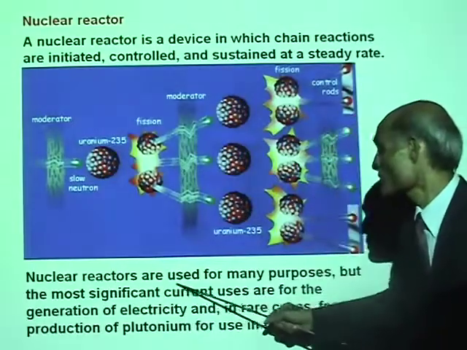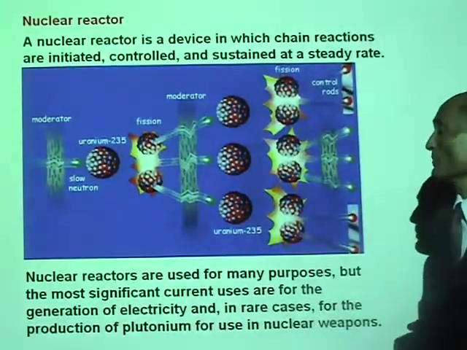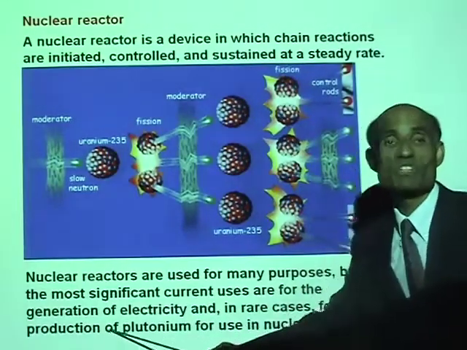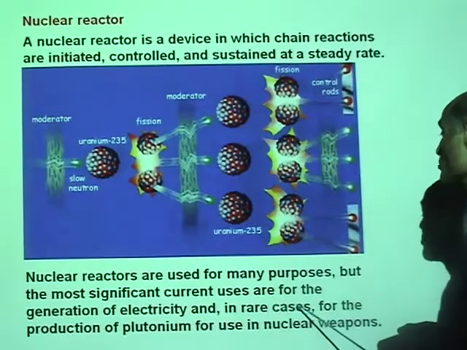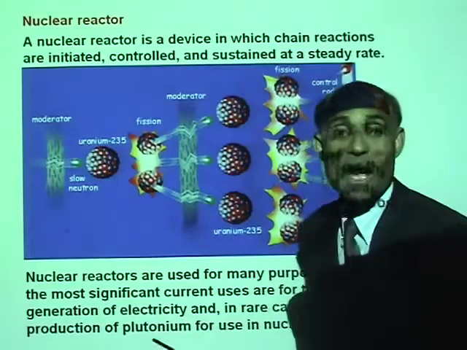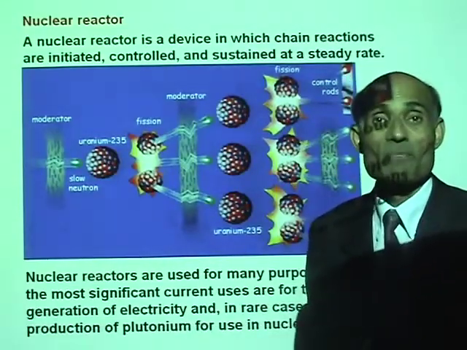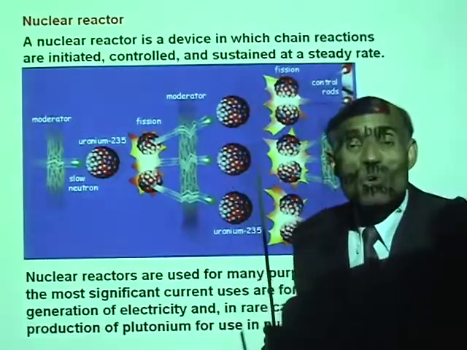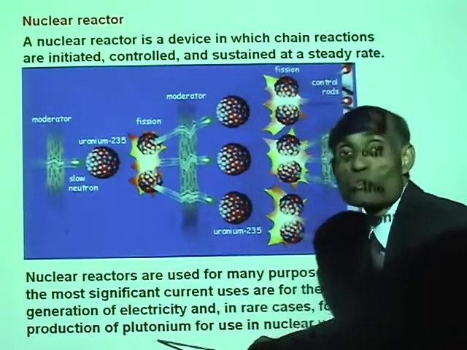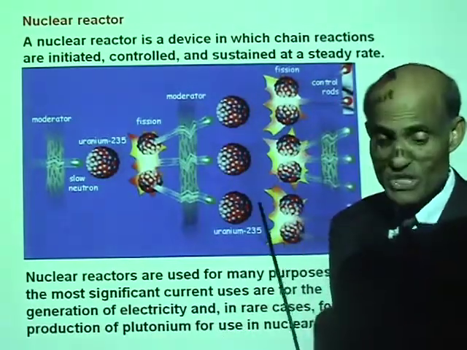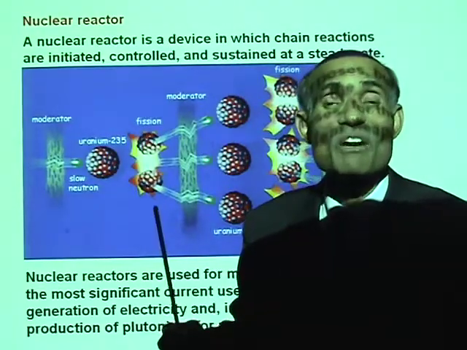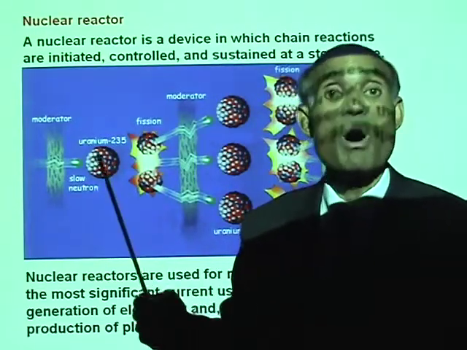So nuclear reactors are used for many purposes, but the most significant current uses are for the generation of electricity, and in rare cases for the production of plutonium. You see, there are many reactors. By using one fuel, we can generate another kind of fuel. You can produce plutonium. Plutonium is a fissionable material. You see, once you can produce enough plutonium, you can actually make a bomb.